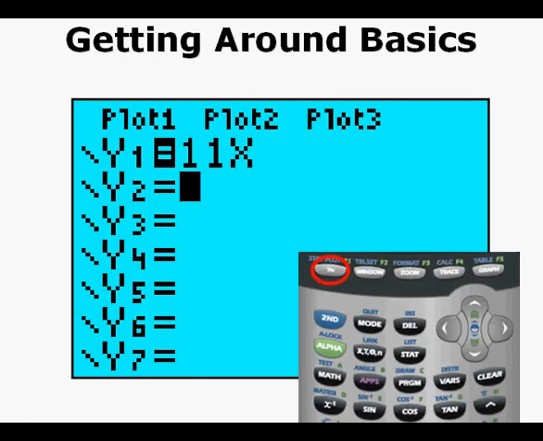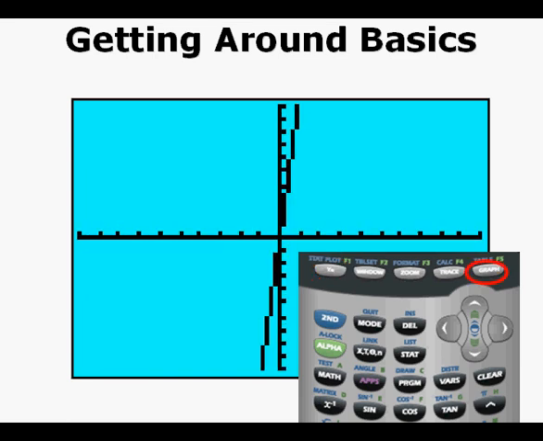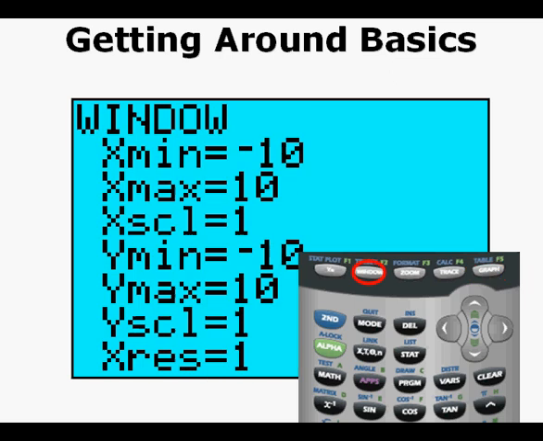Now we press y equals again to get to our function editor. We enter the function y equals 11x, representing how much John gets paid according to the hours he works. Now we press graph, and this is what we get. We can see a graph, but not very well. It goes up too steeply for us to evaluate it from the graph on the view screen.